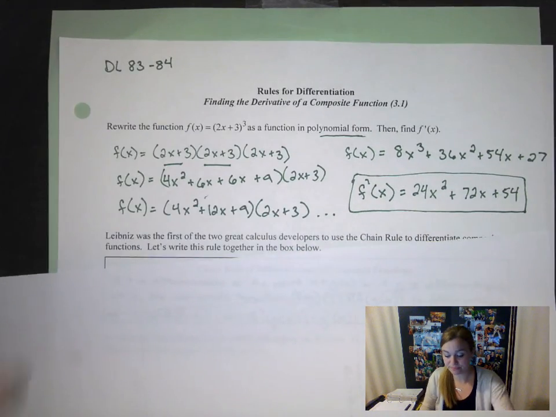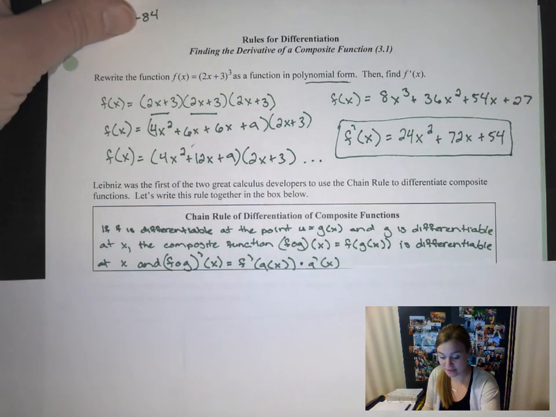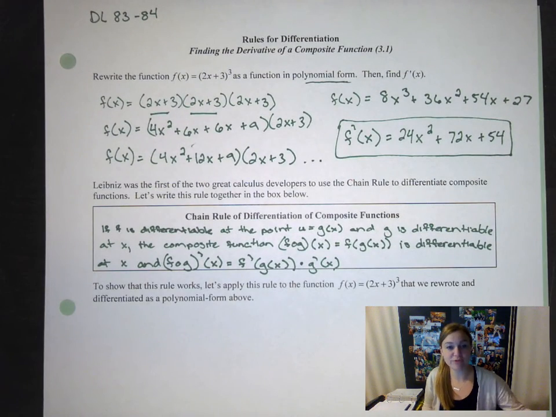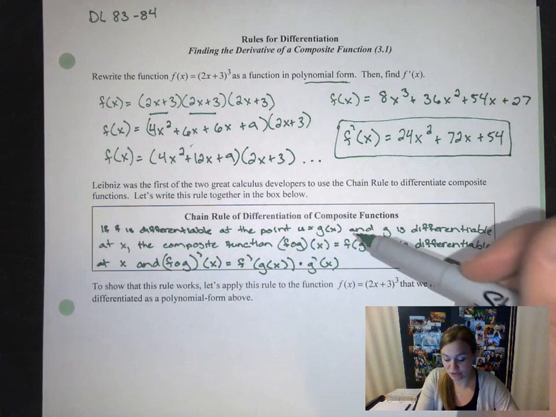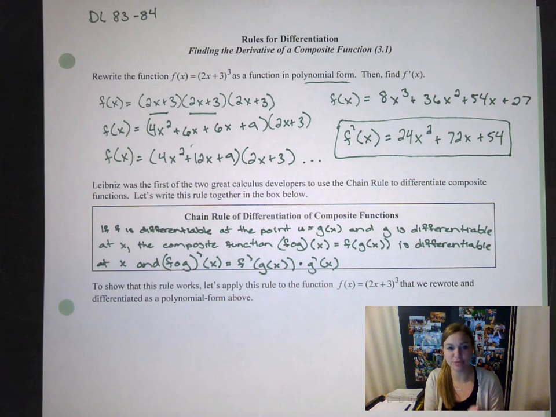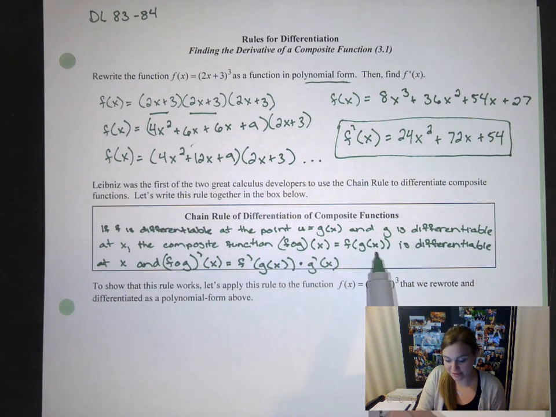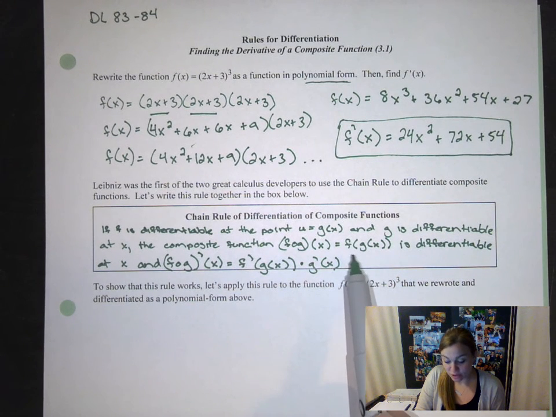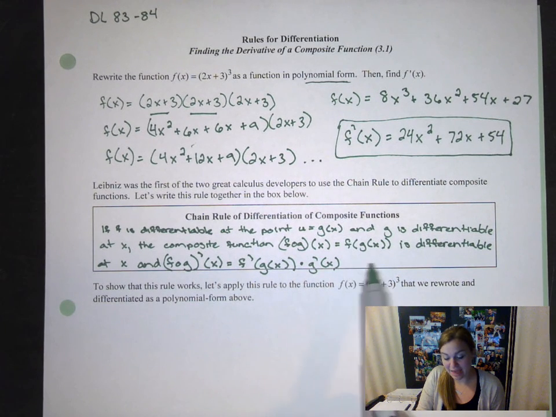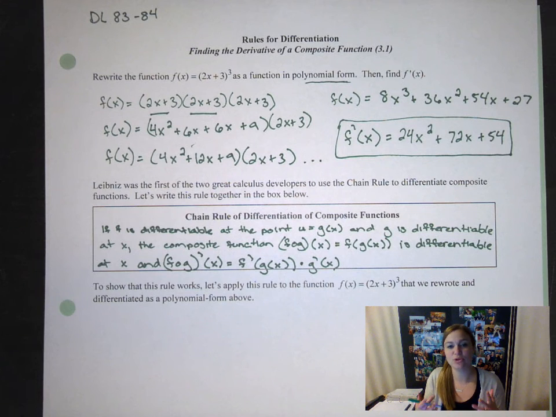So the chain rule is this. If f is a differentiable function at the point u equals g of x, so we're going to have some function within a function. So if we have g of x on the inside, and it's saying g of x is differentiable, meaning you can take the derivative at some value of x. And then f is also differentiable, so we've got f of g of x. So you can take the derivative of this function.